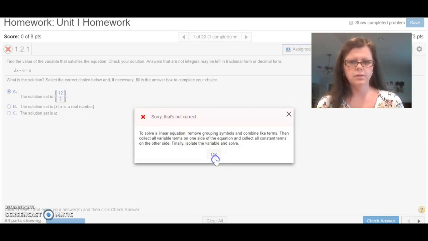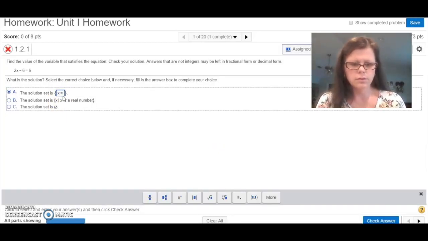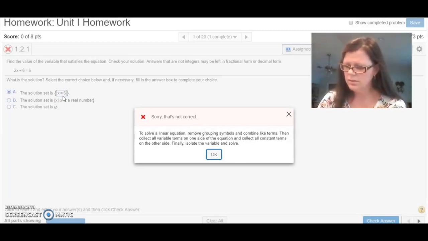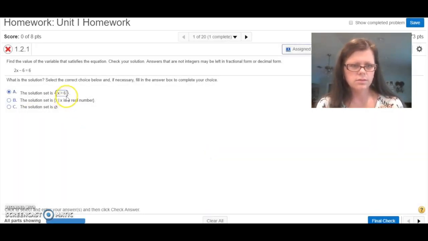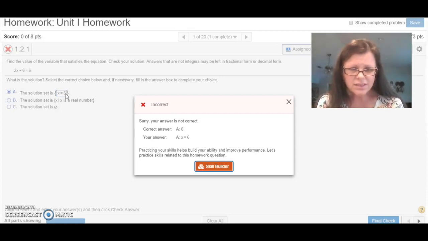That's right, that's right. Okay. Huh? Okay. Really thought x equals 6 was the right answer. Okay, we'll try this again. X equals 6. What? 6? That's what I have. Oh my goodness, this is so frustrating.